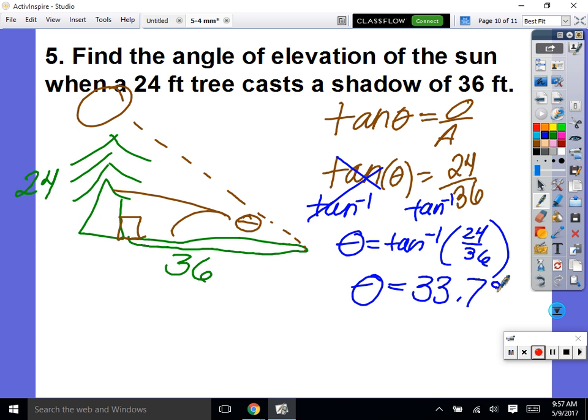So make sure you draw a correct picture and set up a correct, true statement. Okay, so you only have a few left to do. Do them correctly. Ready, set, go.